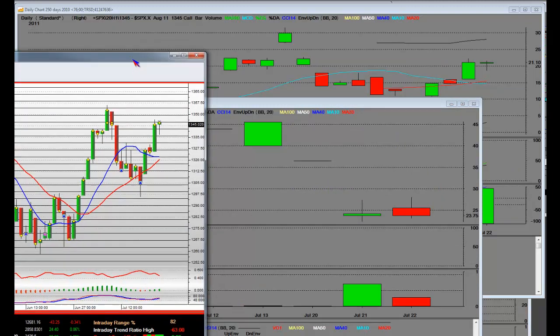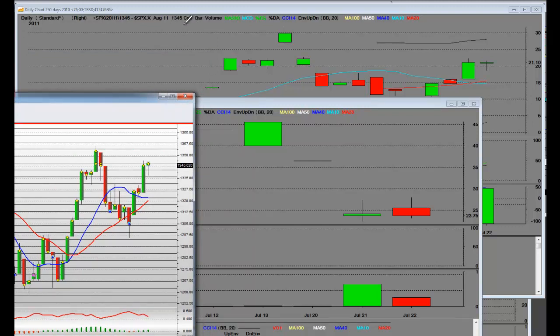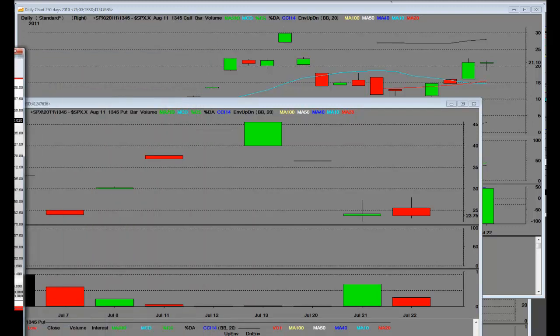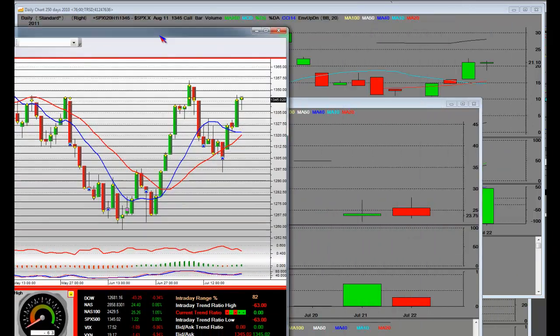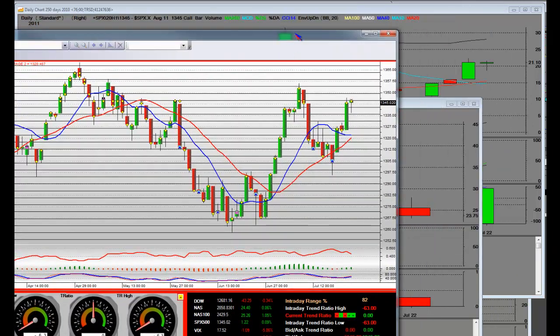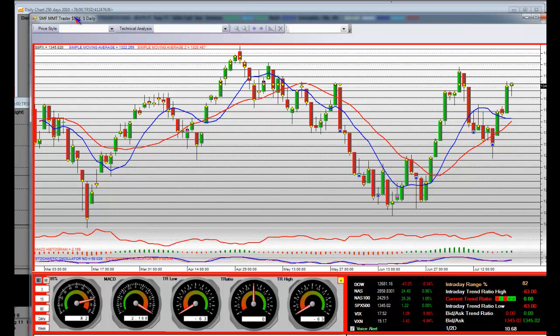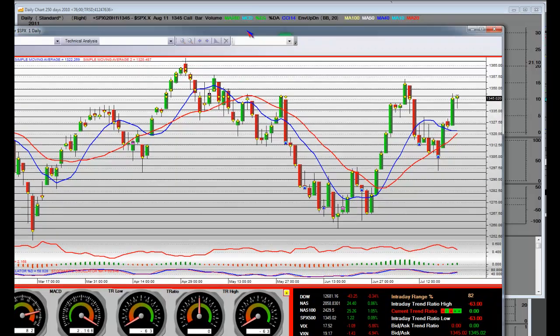Right now, I have here the 1345 call. And below here, I have a 1345 put bar, and a call bar. The S&P closes at 1345, so we're at both strike prices. And here in the SMF platform, naturally, is a chart of the S&P 500 daily index.